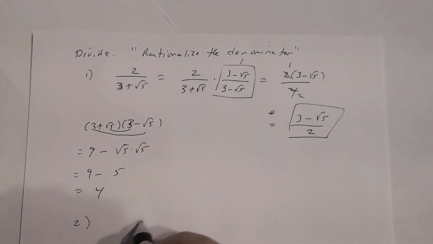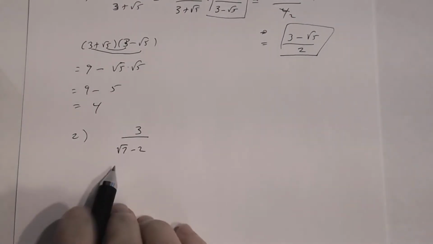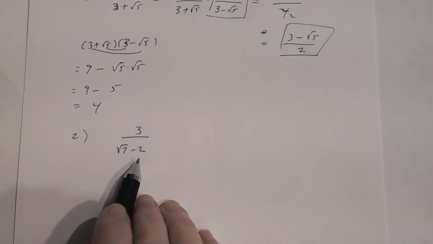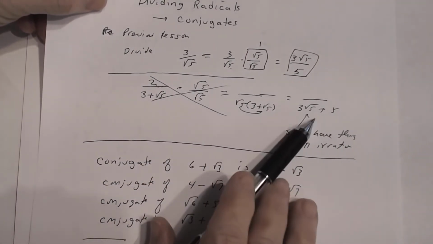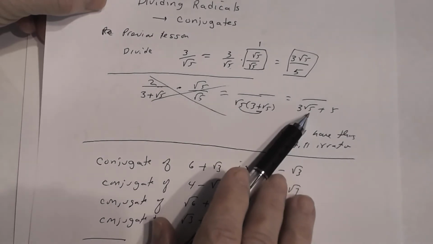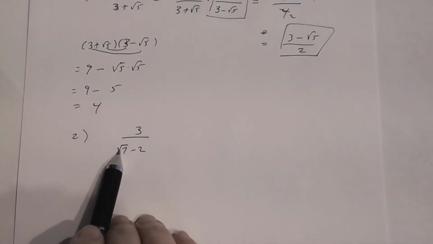Okay, number 2. Let's suppose we had this. 3 divided by the square root of 7 minus 2. So 3 divided by the square root of 7 minus 2. So notice I have a binomial. So multiplying, like we did here, the numerator and the denominator by the square root of 5 doesn't work. You saw that, right? Because you still have a square root in the denominator. So multiplying numerator and denominator by the square root of 7 is not going to work.